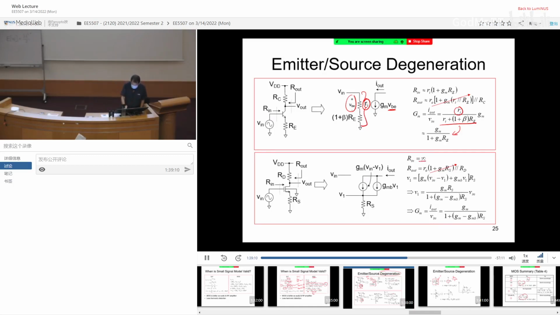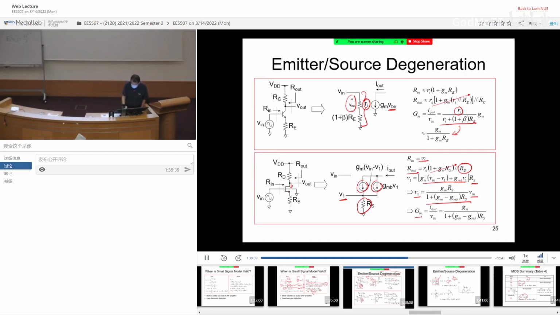Input resistance, infinite. Output resistance, you can boost the resistance looking down into the drain terminal, but eventually it's limited by the smaller one, RD, in parallel. And then V1 is simply these two current sources summed together, multiplied by RS. Okay? And therefore we can derive V1 equals Vin multiplied by this factor.